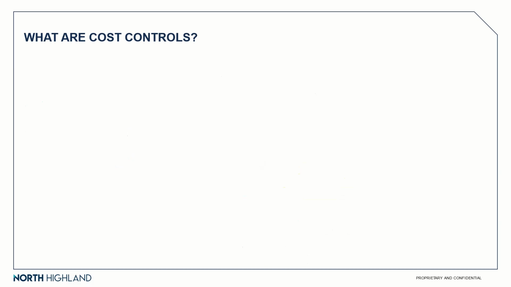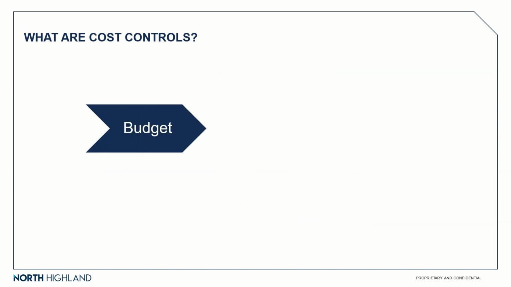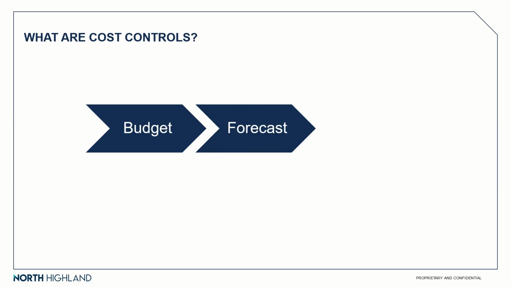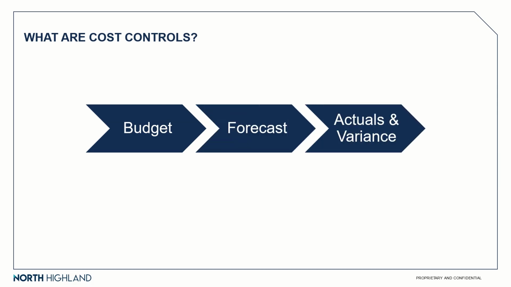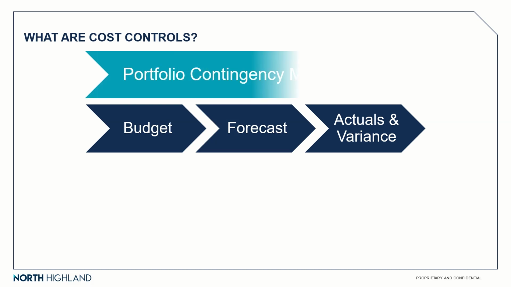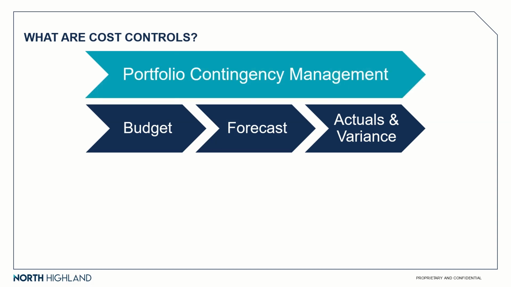Cost controls include the discipline of creating and approving a budget, which can be top-down from a program level and allocated to projects, updating your forecast once you're into execution, following your actuals and understanding variance, and managing your contingency at the project, program, and portfolio levels.